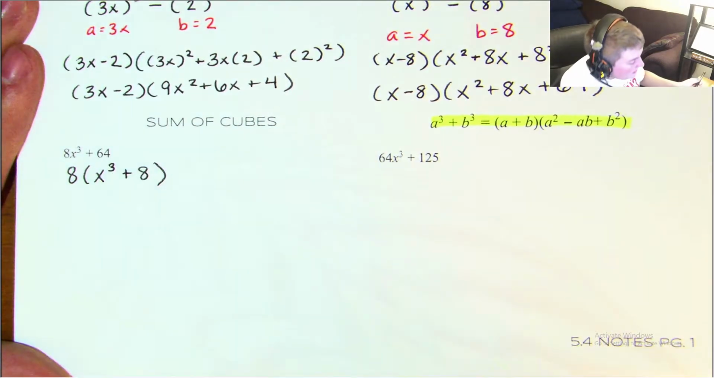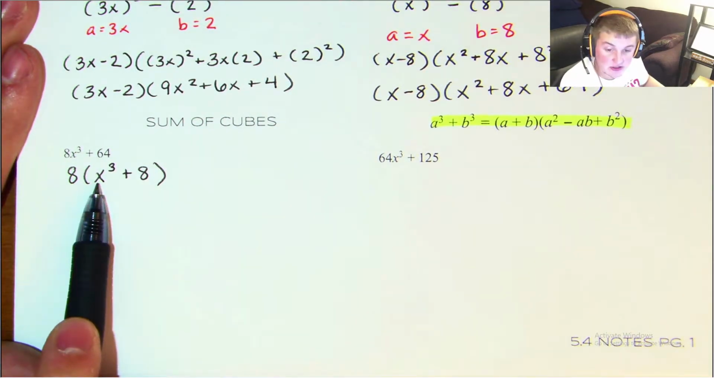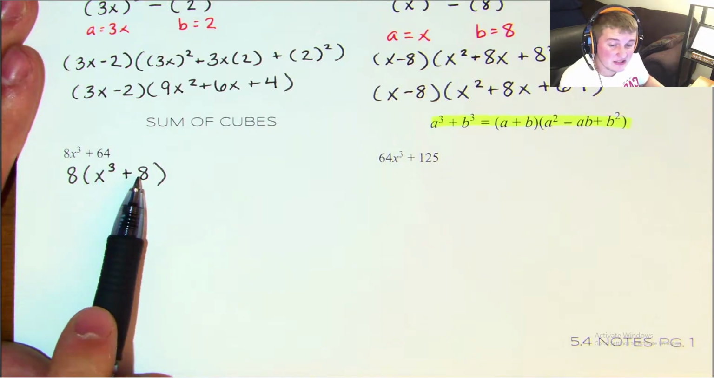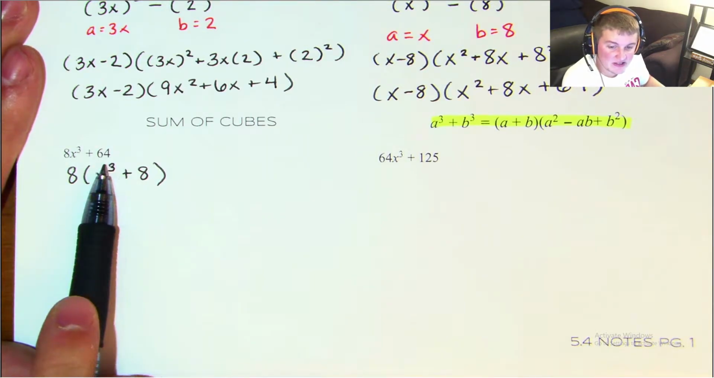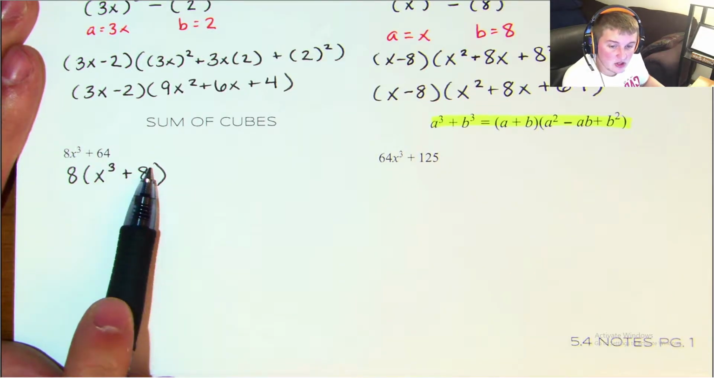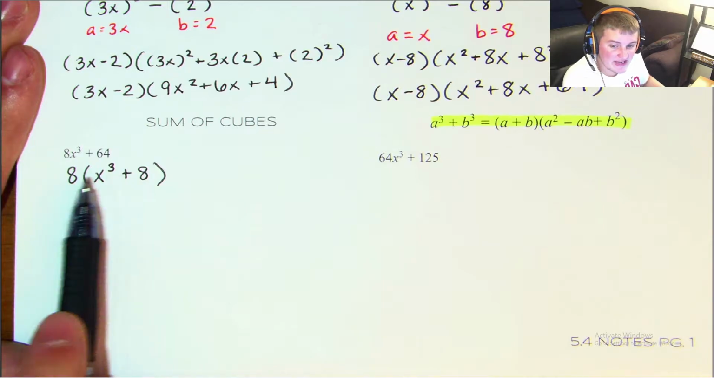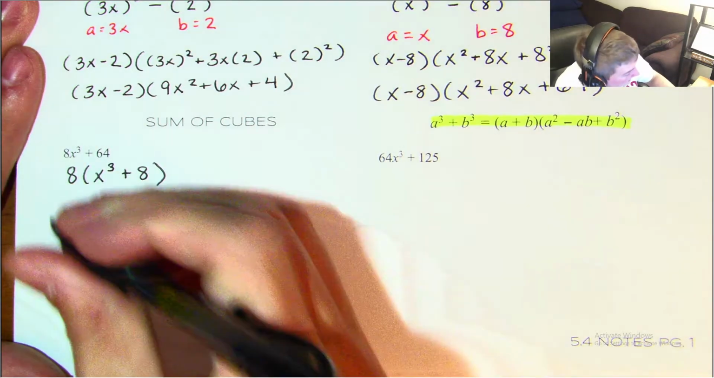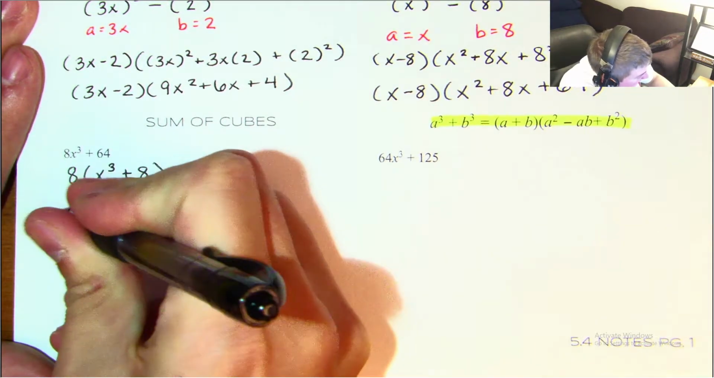Okay, so then I get 8 times the quantity of x cubed plus 8. And I'm seeing that x cubed is a perfect cube, and that 8 is also a perfect cube. So that means I can go ahead and start factoring this problem.